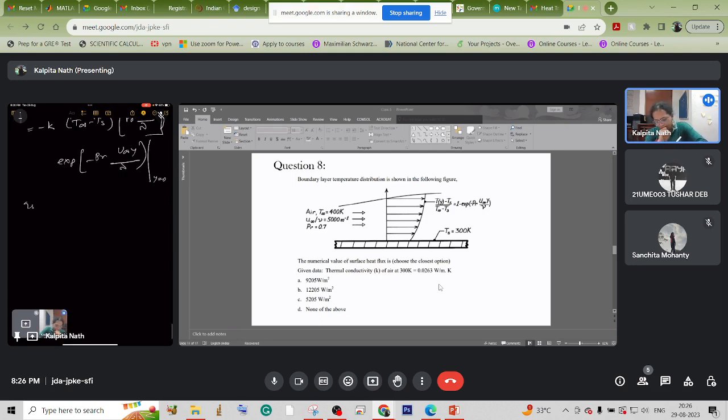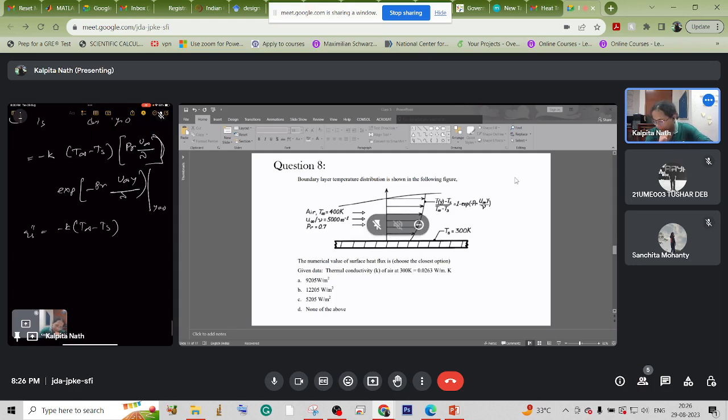So if you do that, qs double dash is equal to minus k (T infinity minus Ts), and we put y equal to 0. So this whole exponent term will be 0. Exponential 0 is 1, the value is 1, right? So this will be Prandtl number times U infinity upon nu.